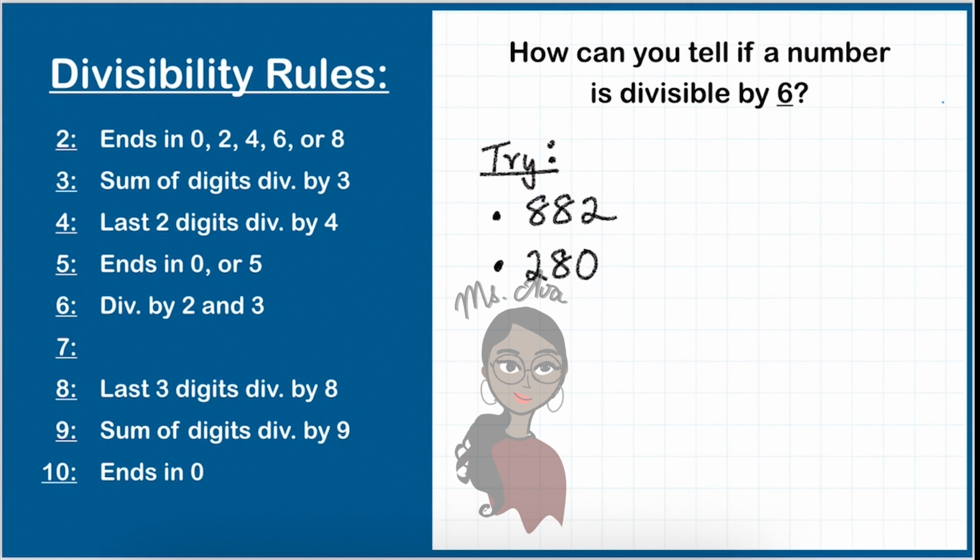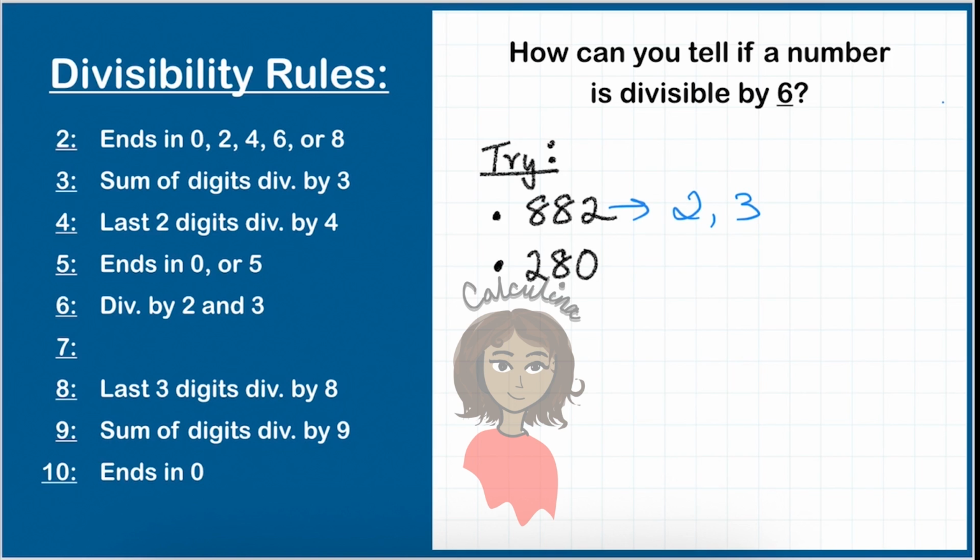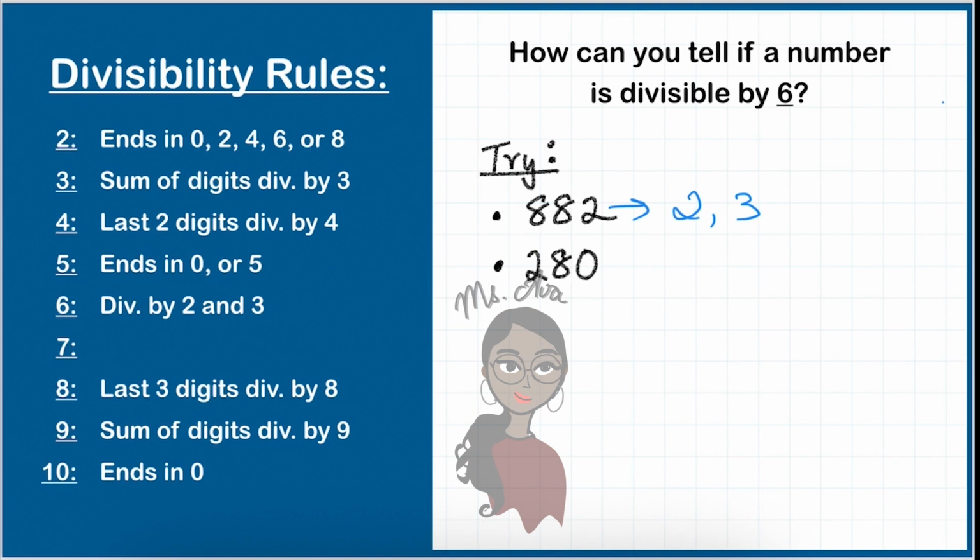The first one, is it divisible by 2? So there's 2 checkpoints. You're going to see, is it divisible by 2 and is it divisible by 3? Is it divisible by 2? Yes. Good. It is divisible by 2 because it's even.